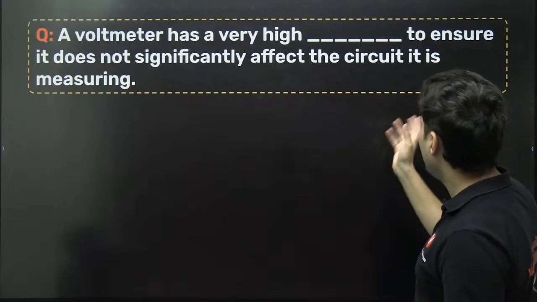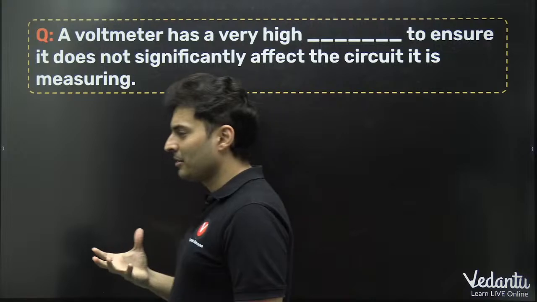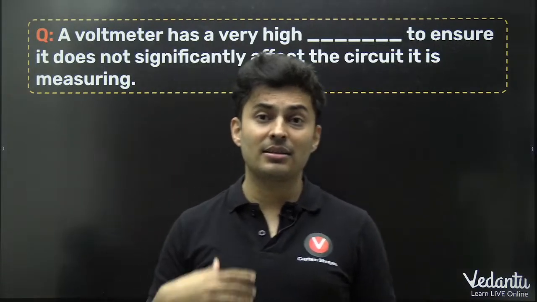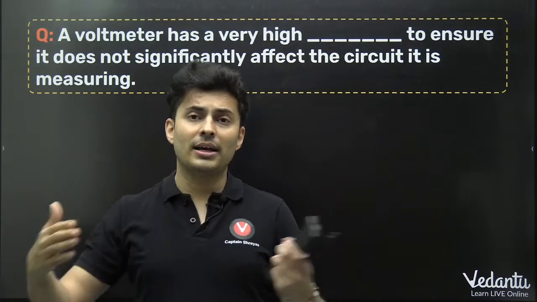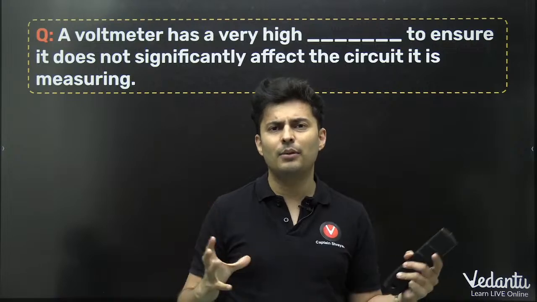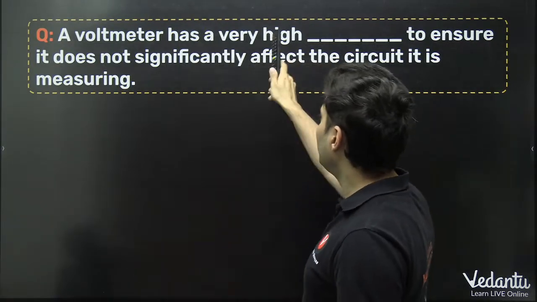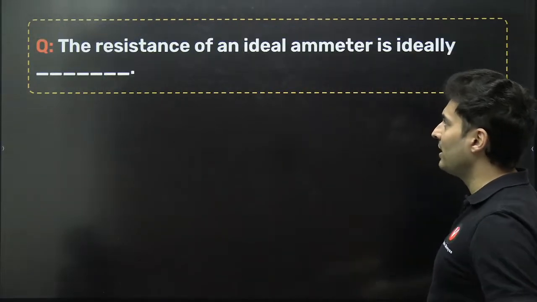A voltmeter has a very high dash to ensure it does not affect the circuit it is measuring. What does a voltmeter do? It measures voltage. How is it connected? It is connected in parallel. So it is in parallel, so it should not allow current to pass through it. That means it should have a very high resistance. So the answer for that is a very high resistance. Very good. Many of you answered it.